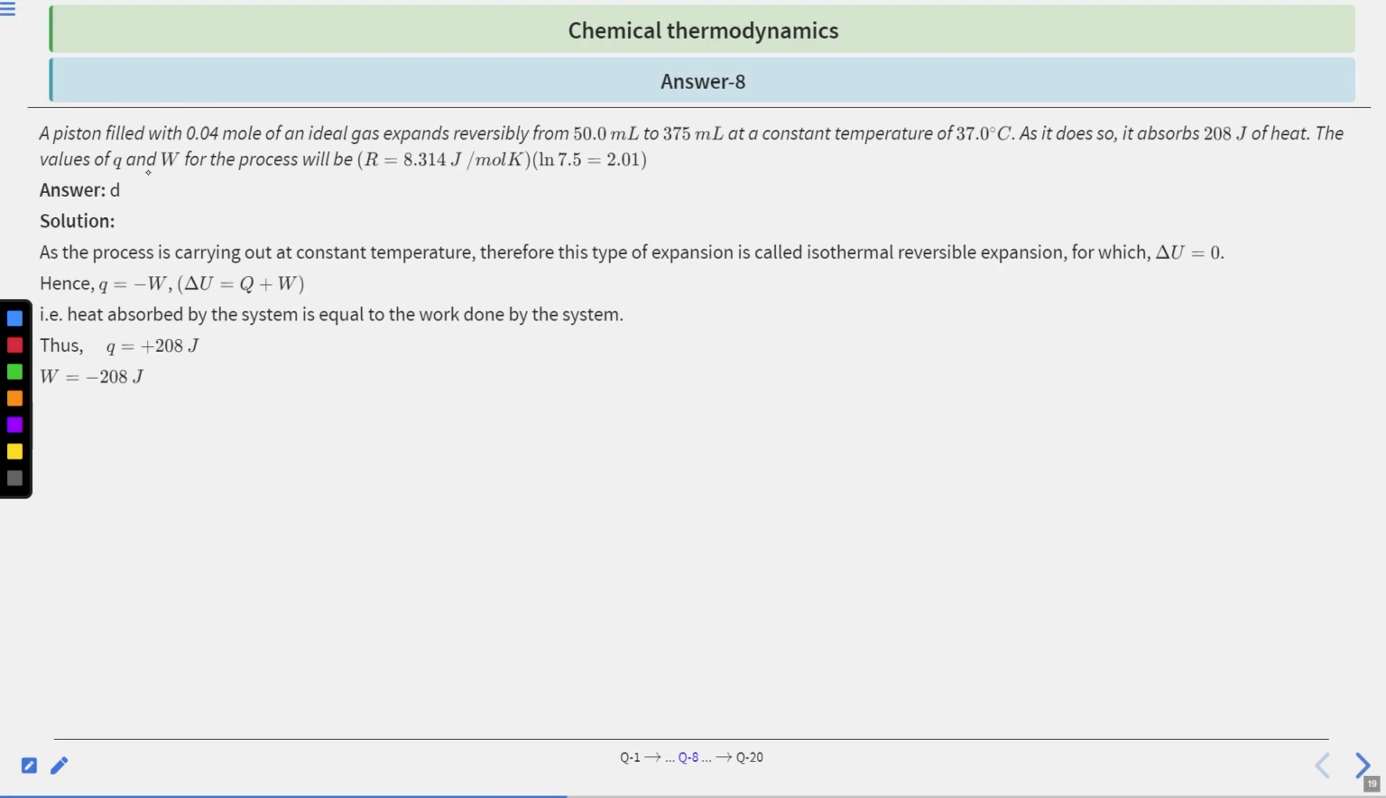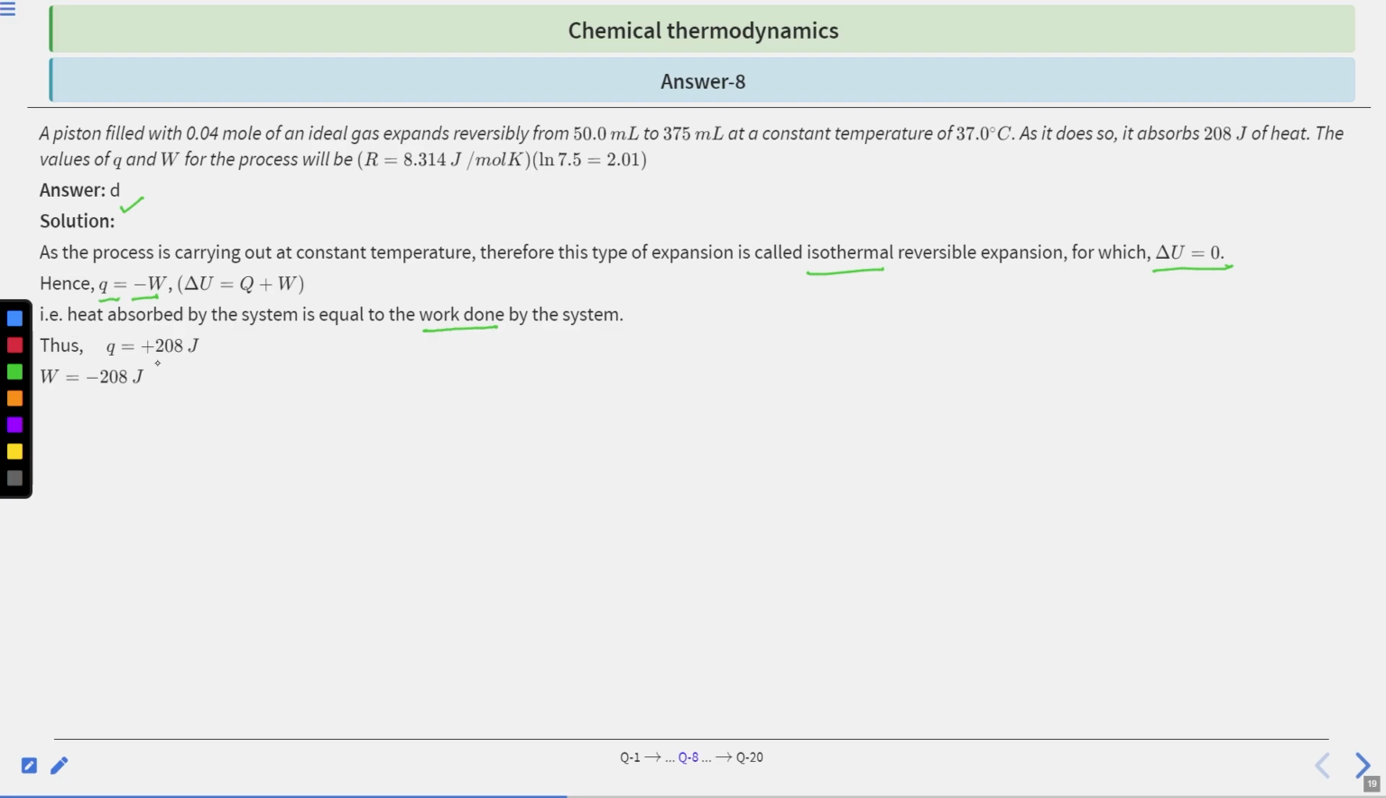Okay, so the correct answer will be option D. As the process is carried out at constant temperature, this type of expansion is isothermal reversible expansion, for which del U will become 0. Hence Q will become minus W, because del U is equal to Q plus W, heat plus work. That is, heat absorbed by the system is equal to work done by the system, right?